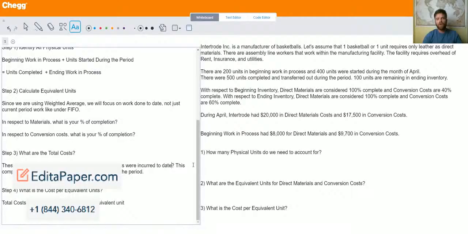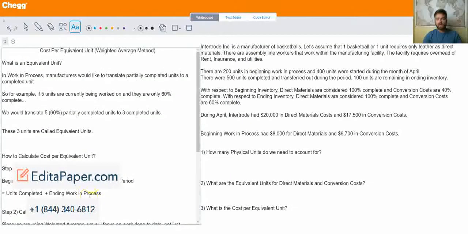Now step 4, what is the cost per equivalent unit? Just take your total costs from step 3 and divide it by your equivalent units from step 2. And that equals cost per equivalent unit. So that's some of the basic concepts revolving around calculating cost per equivalent unit for a weighted average method.